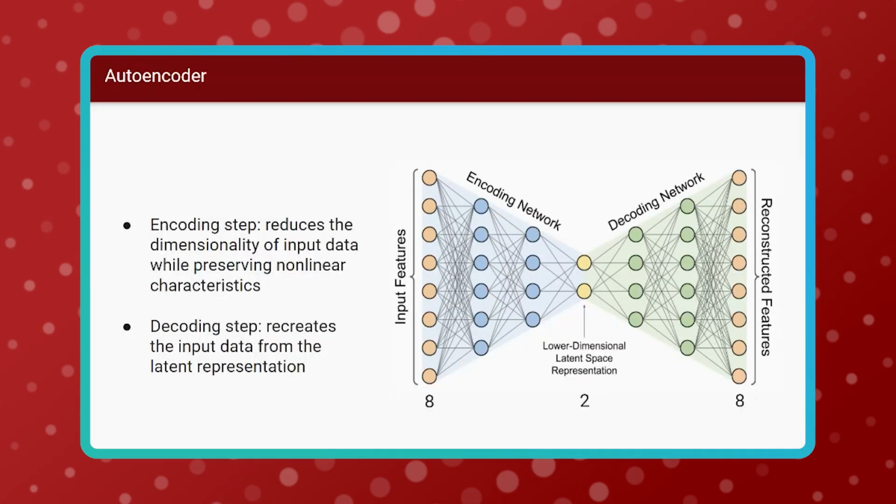An autoencoder is a neural network used to learn encodings of unlabeled data. So what does that mean? Well, you can kind of see the general idea in this image. There's an encoding step that reduces the dimensionality of the input data from a size of 8 to a latent, or compressed, representation with a size of 2, and a decoding step that recreates the input data from the latent representation back to a size of 8.